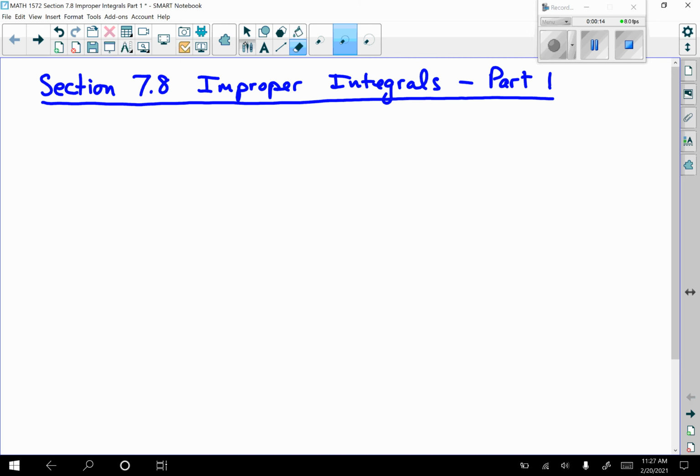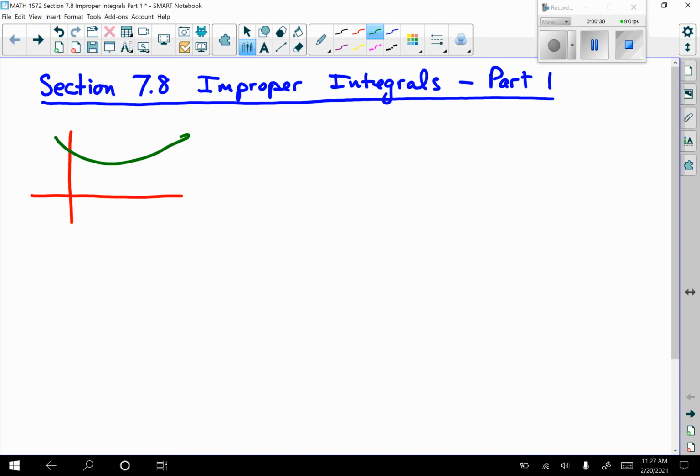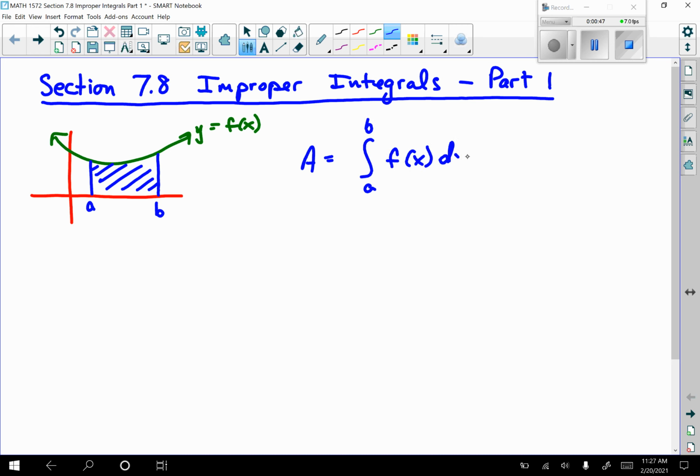But let's revisit the fact that we came about integrals in Calculus 1 from looking at area under a curve. So I just want to go back to a definite integral. Let's say I just have some function y equals f of x, and I want to find the area under the curve between x equals a to x equals b. This area would be equal to the definite integral from a to b of f of x dx.